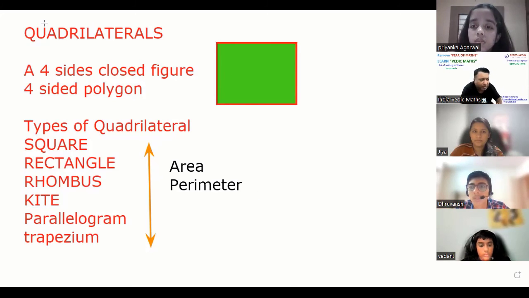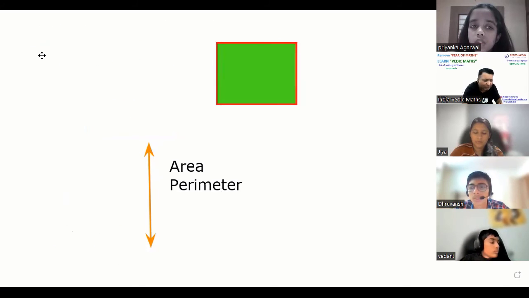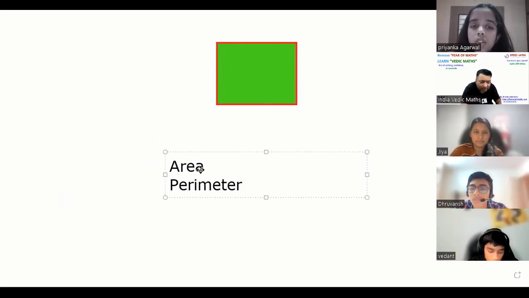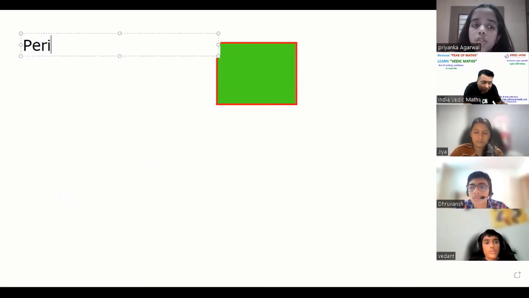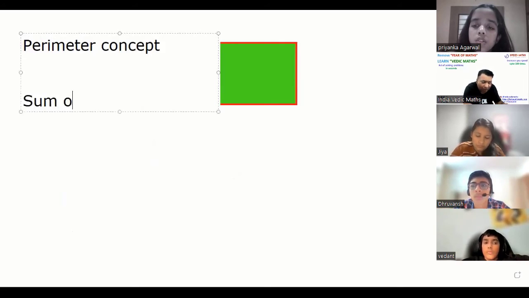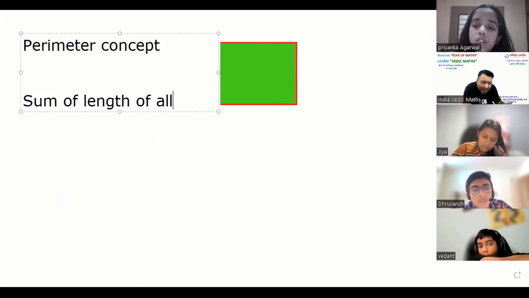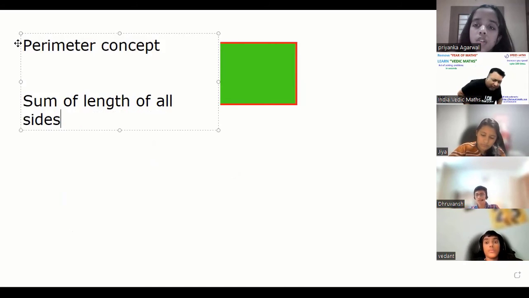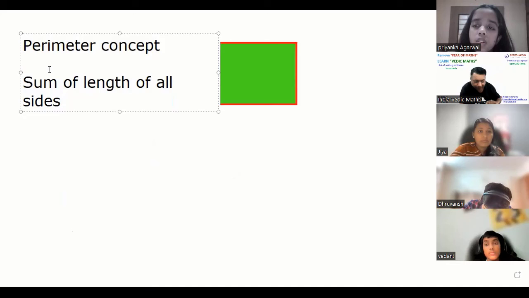Okay, so let me do it. It doesn't matter which kind of figure it is. Perimeter has only one concept, which all of you should know. Perimeter is not about formula. Perimeter means the sum of the lengths of all sides. That is it. Nothing else, guys. A lot of people say the formula 2L plus B, or 4A. No. If you understand this, you can find the perimeter of any kind of figure.